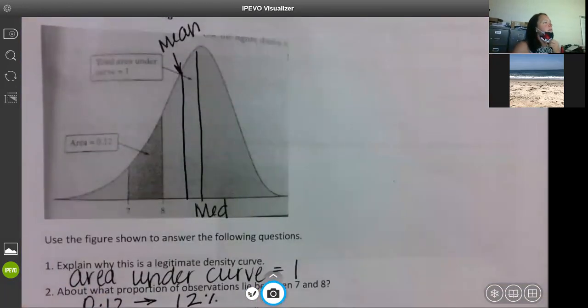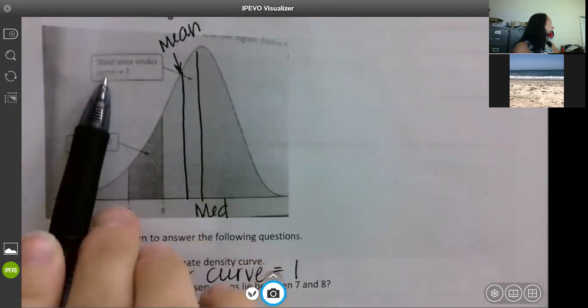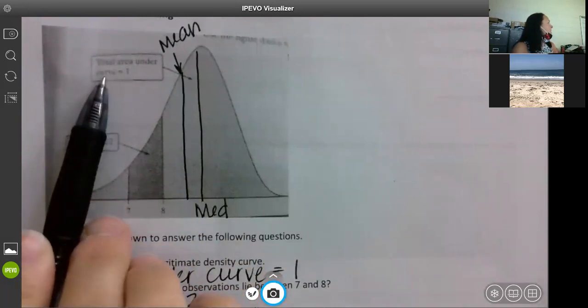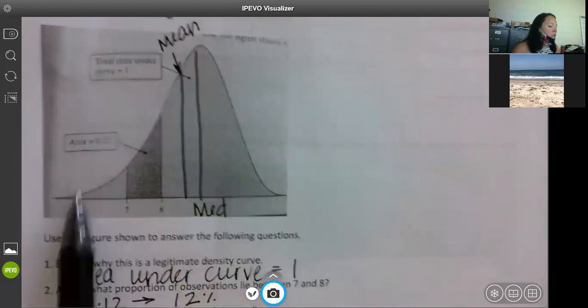Okay, your median is going to be the halfway, making perfect areas. How is the area under it 1? The total area under this curve is always 1, no matter what. That's what makes it a density curve. 1 what? 1 whole unit. It doesn't matter what units we're talking about. This is 100% of the data.